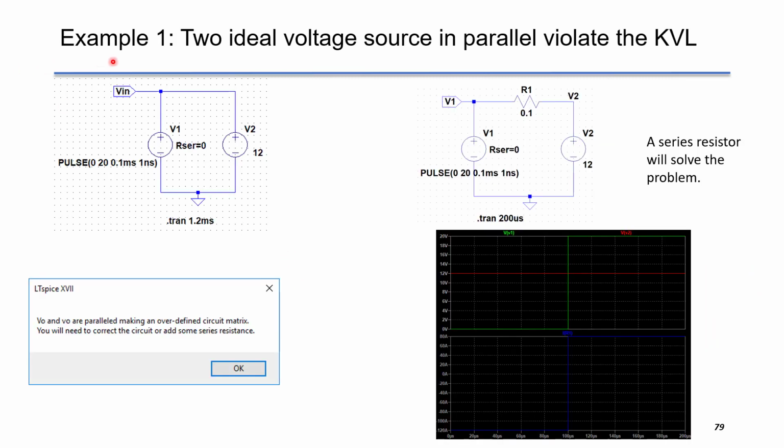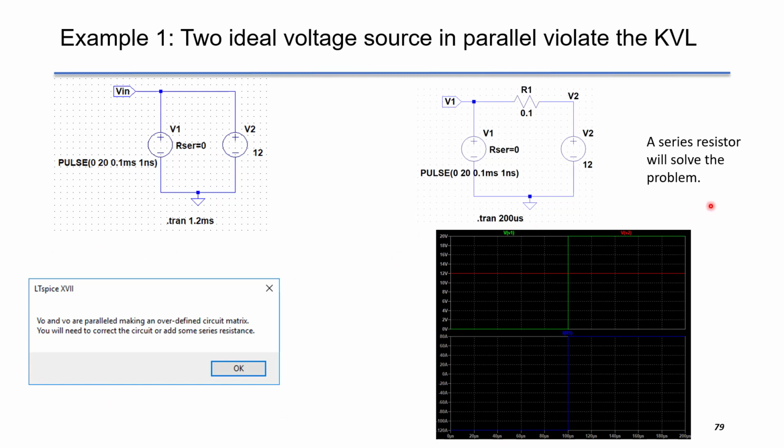In this LTspice simulation, we put two ideal voltage sources in parallel. V1 is the voltage step, V2 is the constant voltage source. If we put V1 in parallel with V2, the error message will pop up in LTspice.